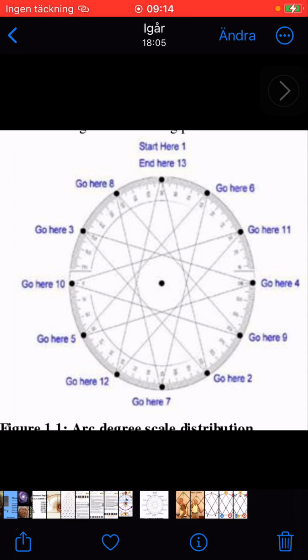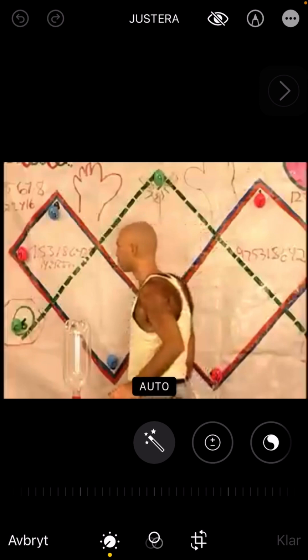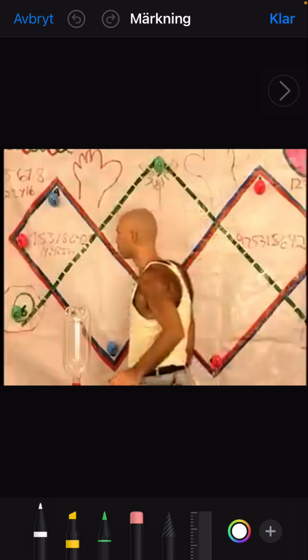To start with, the Rodin coil has 12 points, just like the zodiac, as you see in this image here. In this segment of the video, I took a screen print. Marcus speaks about these red ones. They are connected with the 3 here. Here is 3, here is 6.